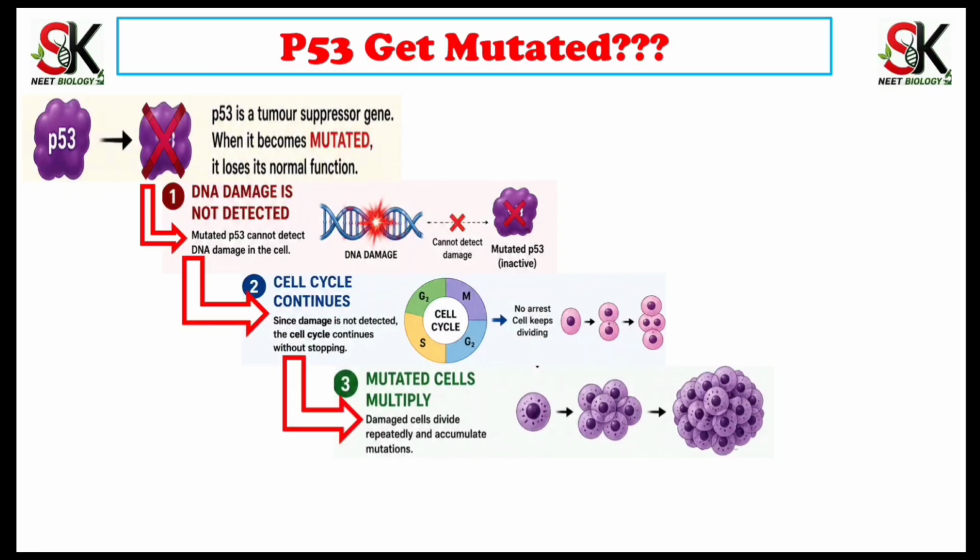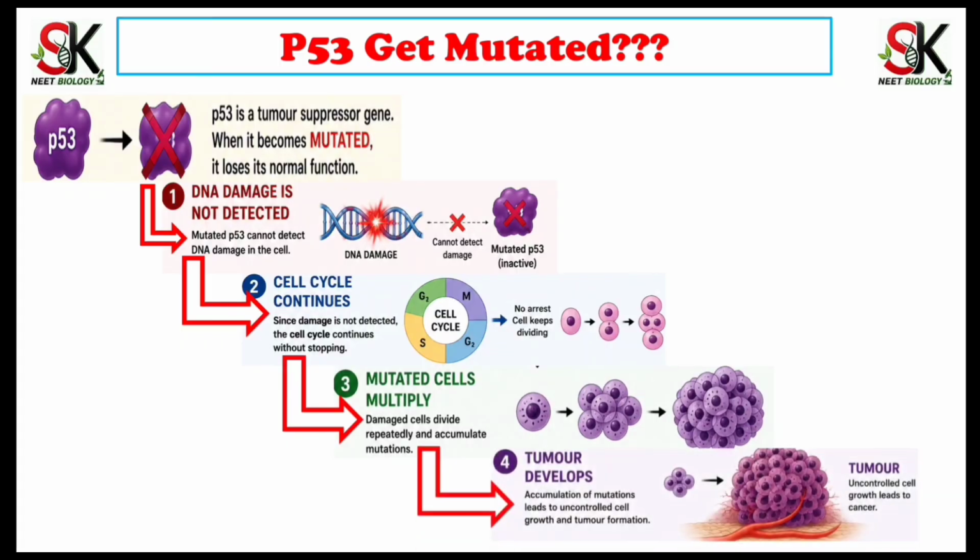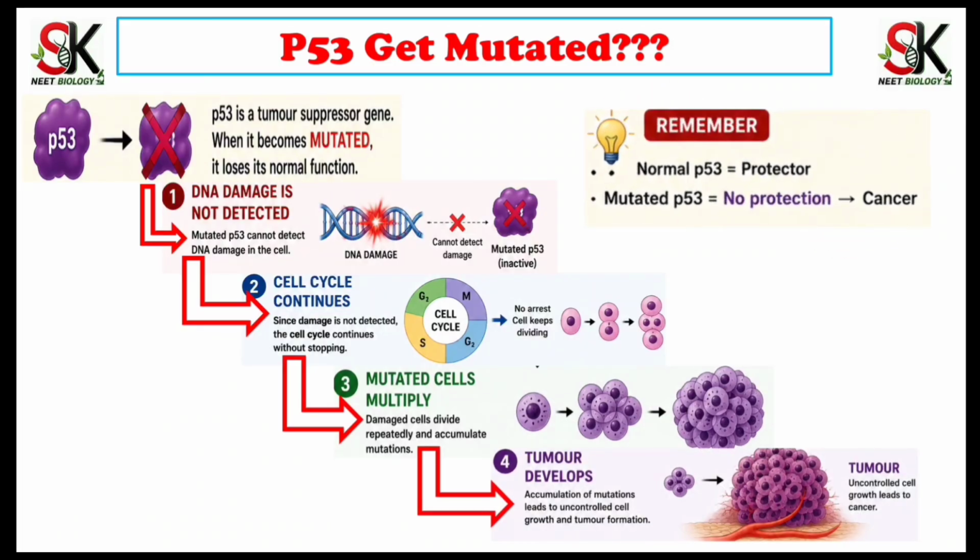These mutated cells then multiply rapidly and accumulate more mutations, which ultimately leads to development of tumor, that is uncontrolled cell growth, that is cancer. Important point to be remembered here is normal p53 acts as a protector of cell, but mutated p53 cannot provide this protection, so it leads to cancer development.